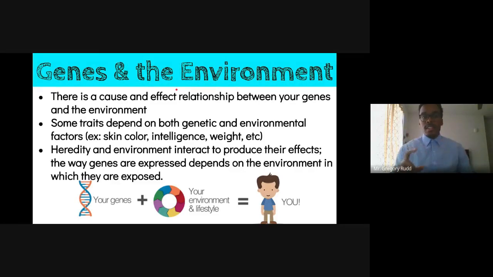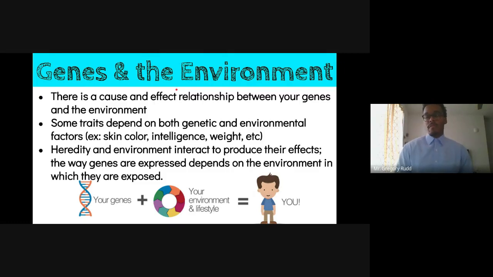We think about this coin as deciding at any given time what your trait will be, what a person's qualities will be. One side is going to be the genes, the other side is going to be the environment. And at any given time, we could find ourselves landing on one side of the coin or the other. So heredity, which of course is another word for inheritance, it's the study of inheritance, and environment interact to produce their effects. The ways genes are expressed depend on the environment in which they are exposed.